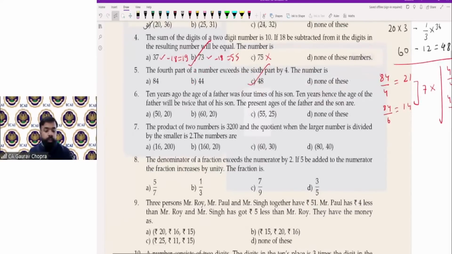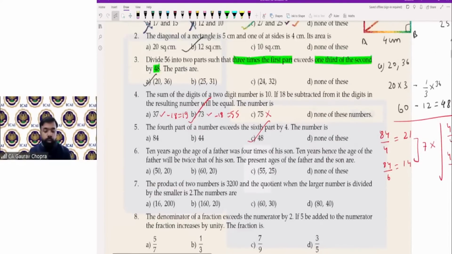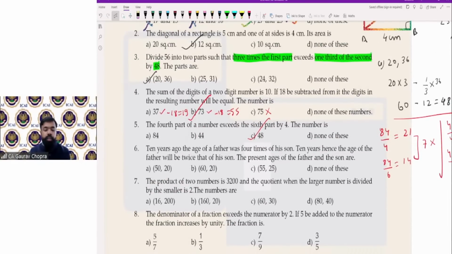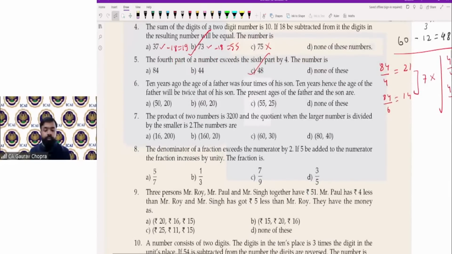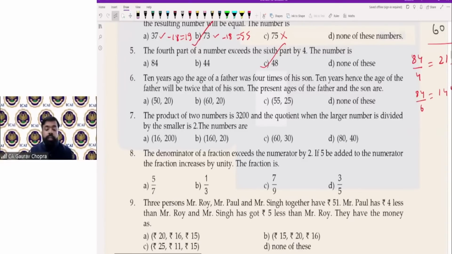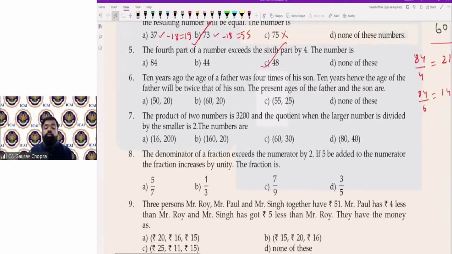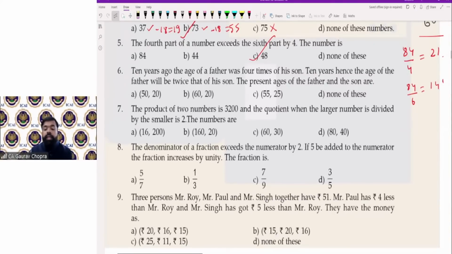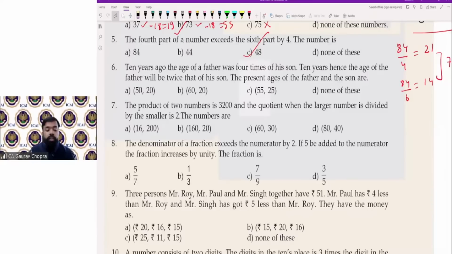So we have repeated question number 3 as well, question number 4. Now let's do sixth one. 10 years ago, the age of father was 4 times of his son. And 10 years hence, the age of father will be twice that of his son. Then find the present age of father and son. So what is the requirement? Present age. So option में जो भी values given है, that is for the present age.